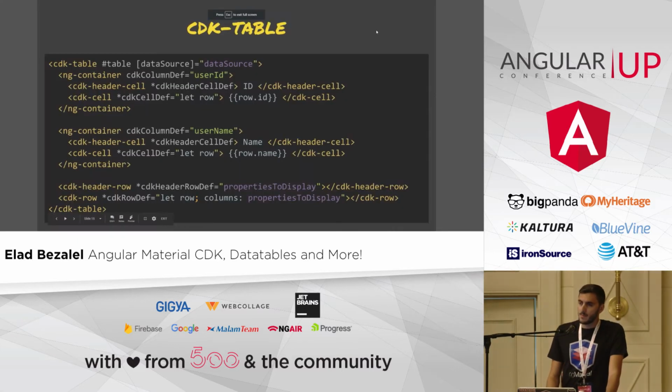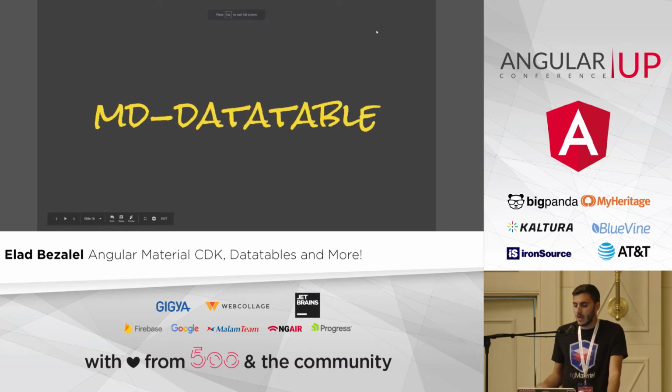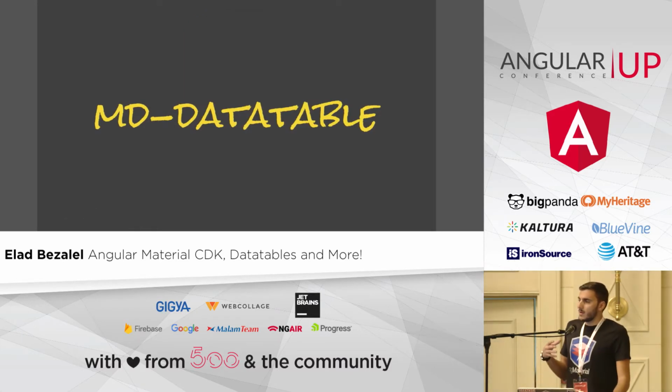So the next step of the tables will be MD data table or MD table, which will be more simple to use. I think that the API is not yet finished, but you'll just bind the data source to it, and then automatically you'll have a data table working, sortable, paginatable, and all this stuff just working as it is. So look forward to it. It will be really, really cool.